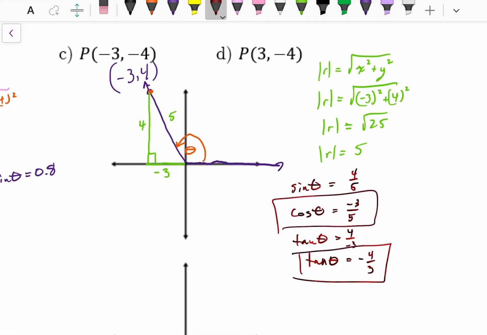Now this should make some sense, I'm hoping. Remember that the sine follows the y-coordinate. So the sine in quadrant number 2 has to be positive. Cosine in quadrant number 2 has to be negative because the x-coordinate is negative. And the tangent is really just the slope of the terminal arm. And what we're able to see here is that terminal arm has a negative slope.